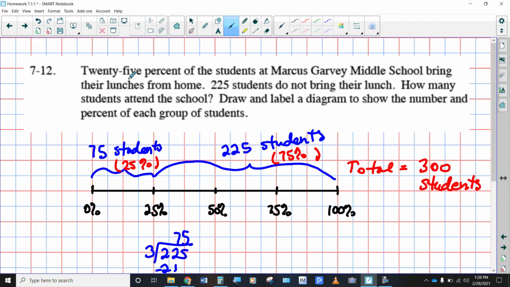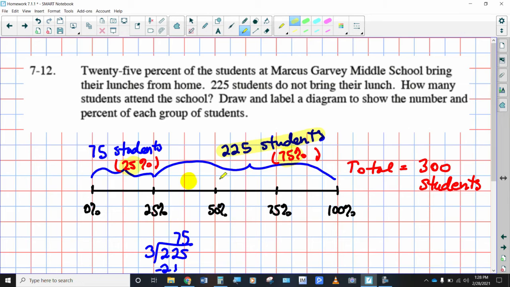All right, let's take a look. 25% of students at Marcus Garvey Middle School bring their lunches from home. 225 students do not. So how many students attend the school? All right, so we know this piece of information. We know that 225 people do not, and you either bring your food or you don't. And so this is telling us that these 225 students represent 75% of the people.